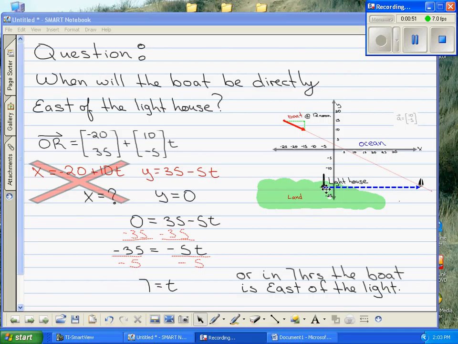I do know that the boat is neither north nor south of the lighthouse, it's directly east of it, so Y is 0. Substitute for Y, use your subtraction property of equality, simplify, use your division property of equality, and you end up with 7 equals T. Or in 7 hours, the boat will be east of the lighthouse. I hope you got the right answer, and let's move on.